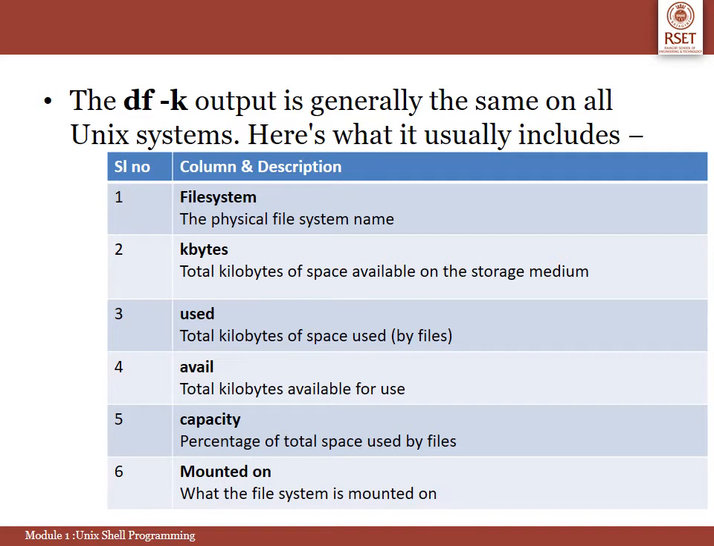Under the used column, it will describe total kilobytes of space used. Under the avail attribute, it will give total kilobytes available for use. Under capacity, it will describe the percent of total space used by the files. And mounted on will describe what the file system is mounted on.